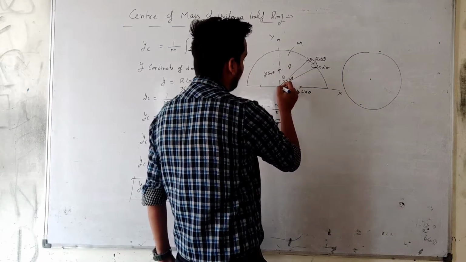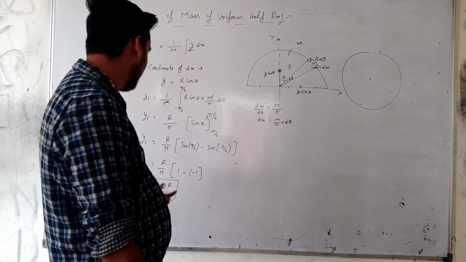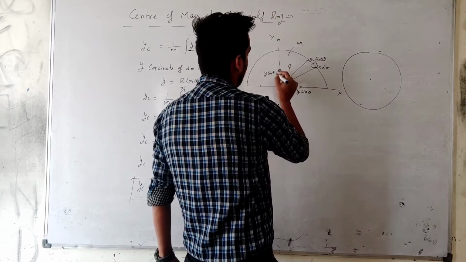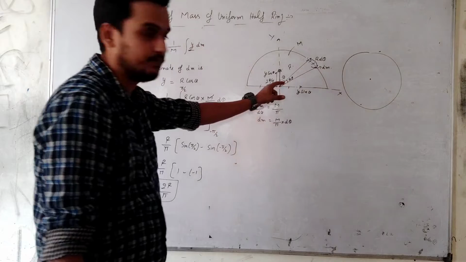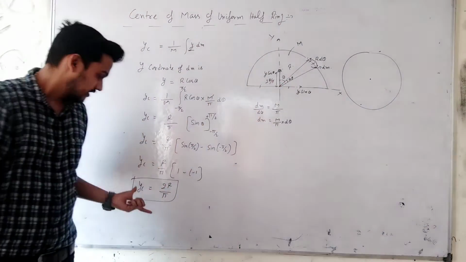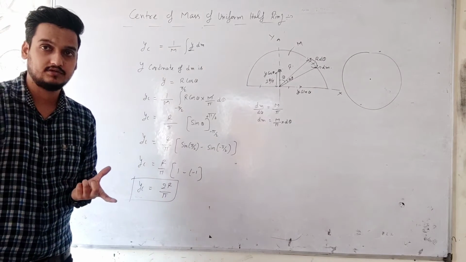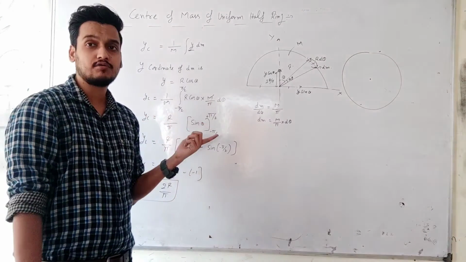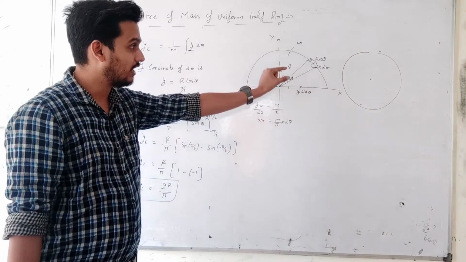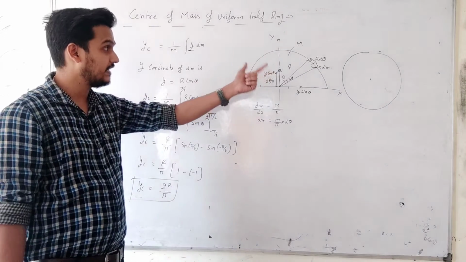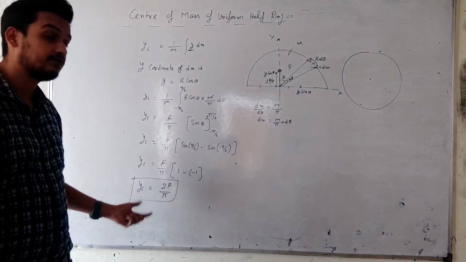From the bottom point, the center of mass of this ring will lie at a point 2r upon pi from the bottom point. So in this way we can calculate the center of mass of a uniform half ring. In the same way we can calculate the center of mass of other continuous bodies by taking a small element on the body and then integrating within the limits of that element, and we can get the center of mass of that body.